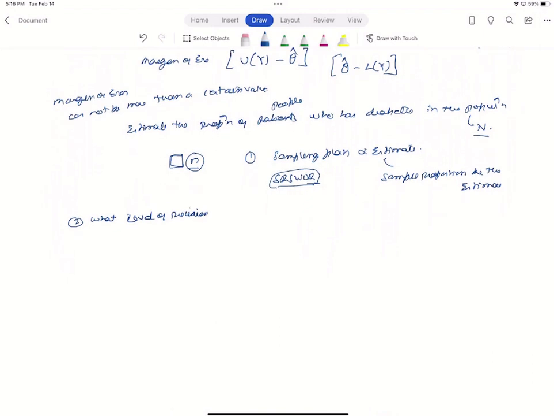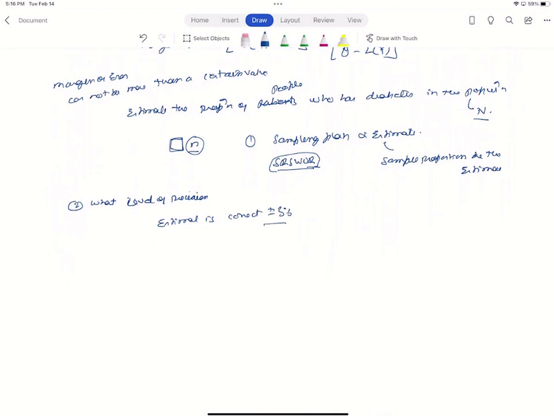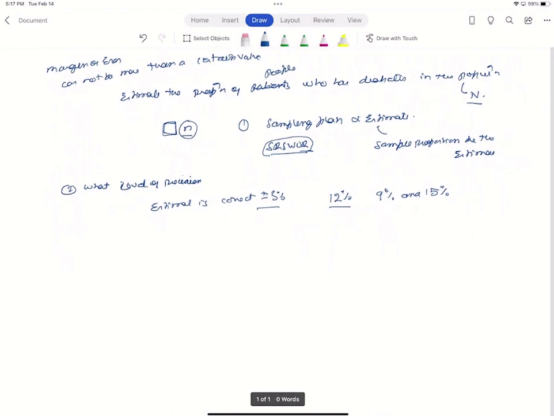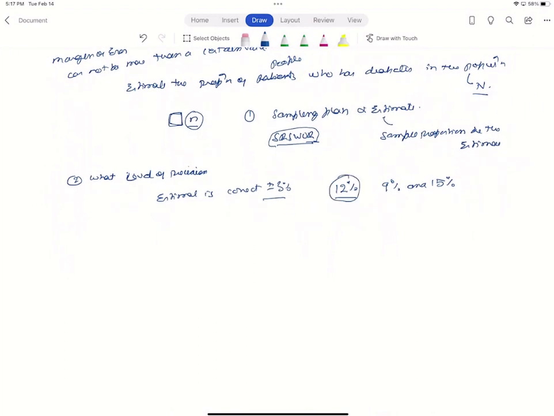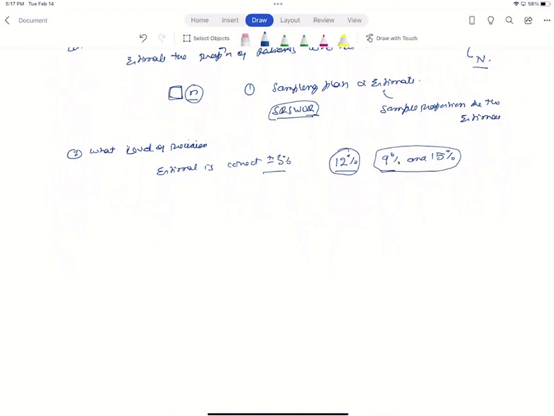Suppose we decide that we will be happy if our estimate is correct plus minus 3%. What that means is that if our sample proportion is 12%, then we are sure that the actual proportion of people with diabetes is between 9% and 15%. So that is what is meant by this margin of error. If our sample gives us 12%, we are happy with this kind of margin. So that's the level of precision.